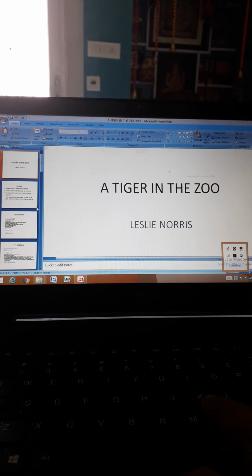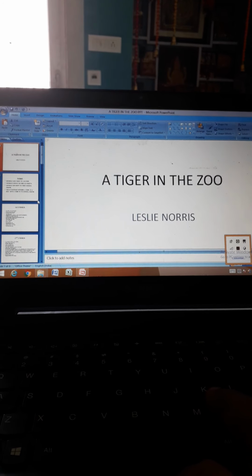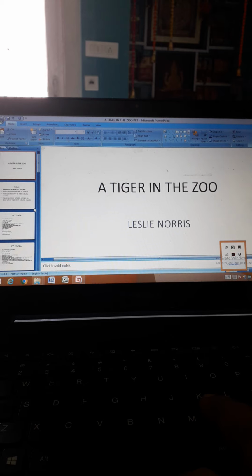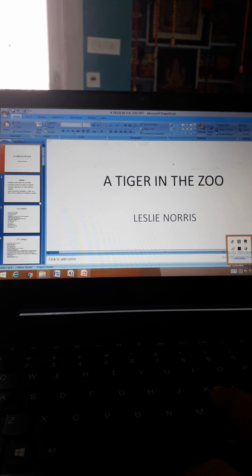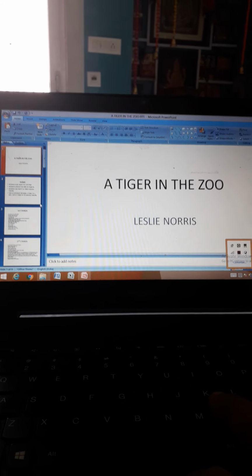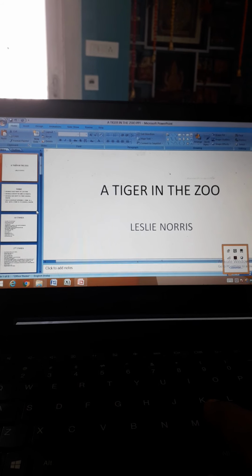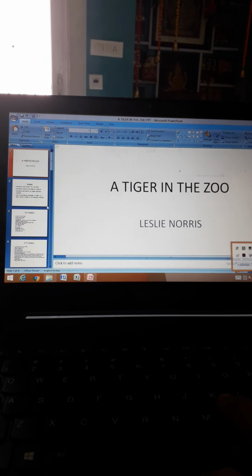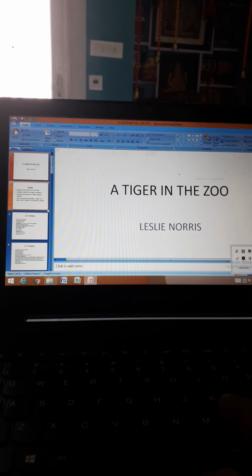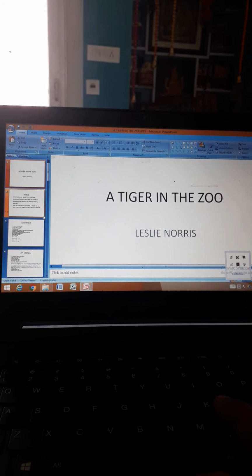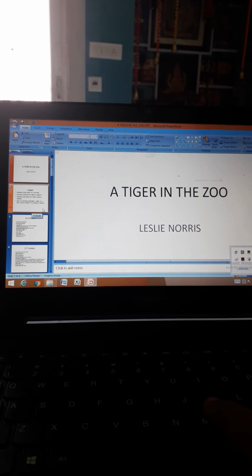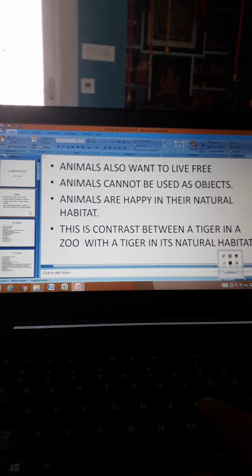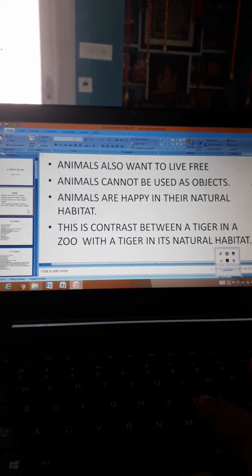The title of the poem is A Tiger in the Zoo, written by the famous poet Leslie Norris, and it is from the book The Literature Reader, First Flight.